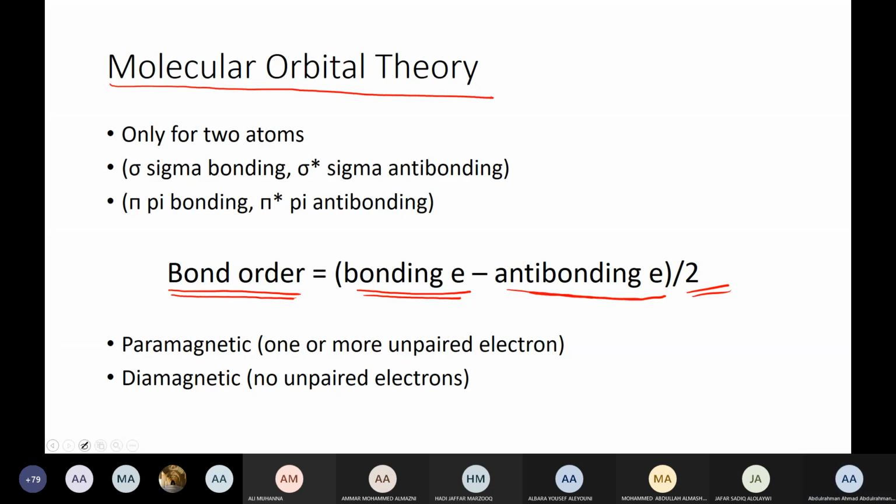All right? What's the meaning of paramagnetic? Having one orbital with only one electron, any orbital with one or more unpaired electrons. What's the meaning of unpaired? Just one. That's the meaning of unpaired. Because all the electrons, if they are making a bond, they are paired like this. This is paired, and this is unpaired.